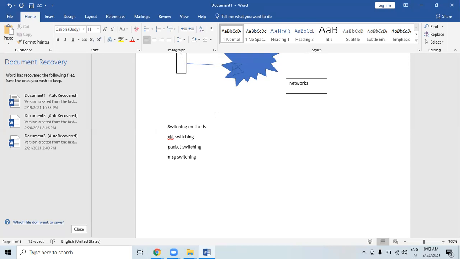Out of these, circuit and packet switching are commonly used today, but message switching has been phased out in general communication, though it is still used in networking applications. So these are the three switching methods. That is circuit switching.